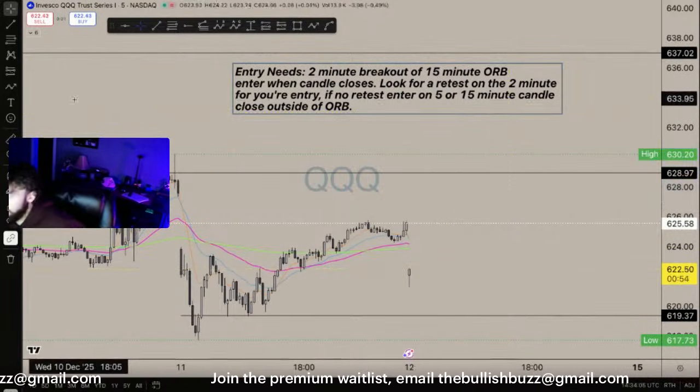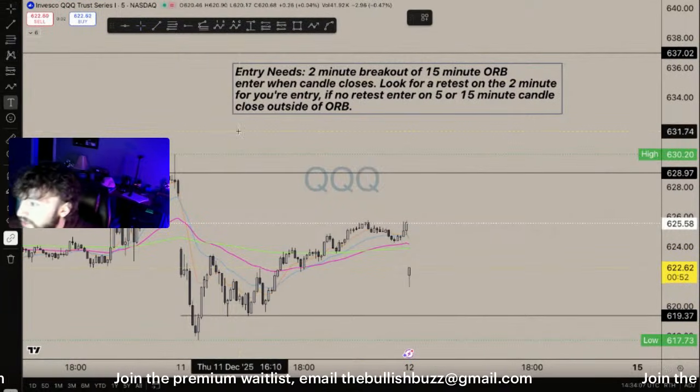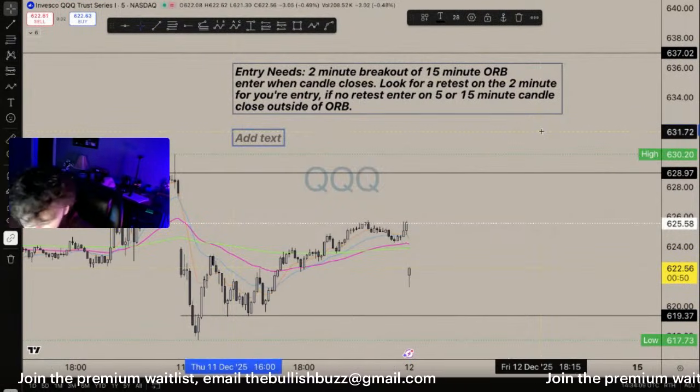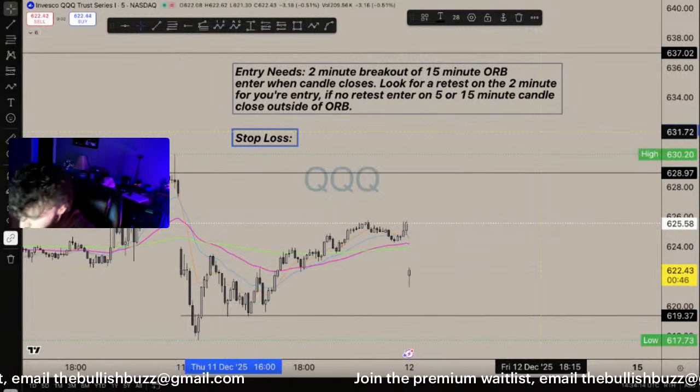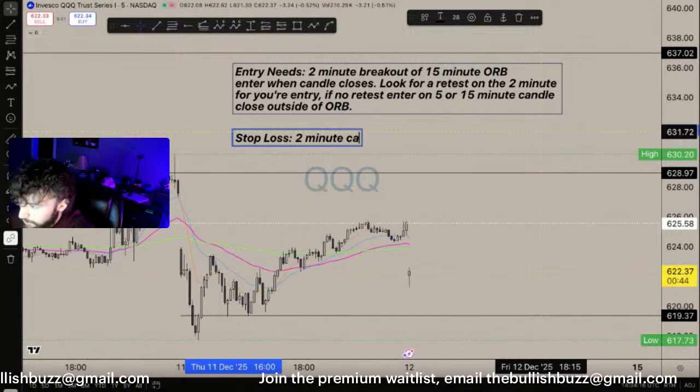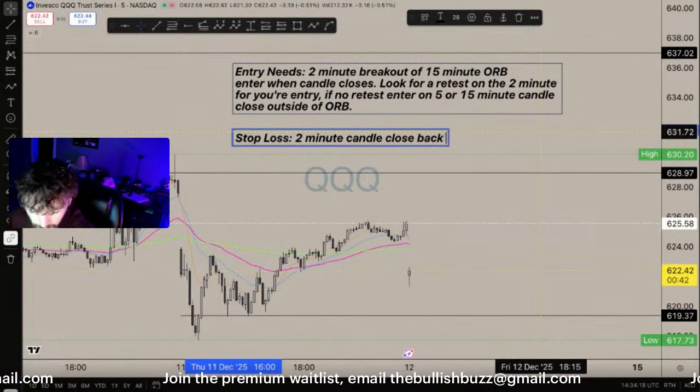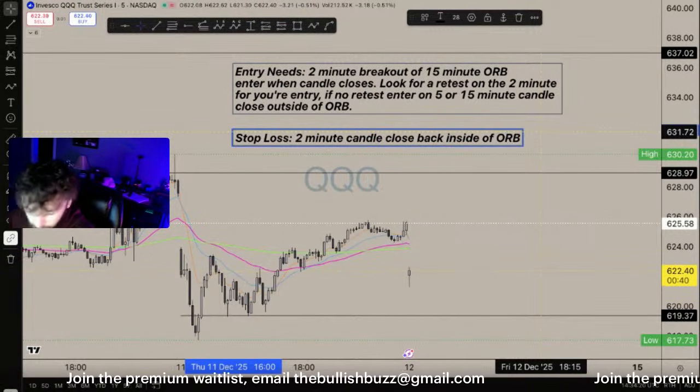Now for stop loss. I'm going to break this down again for you guys and probably make a video on this, but I want everybody to start to understand here. Stop loss: 2-minute candle close back inside of the ORB.